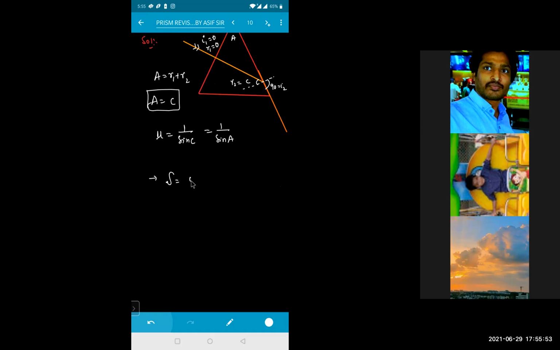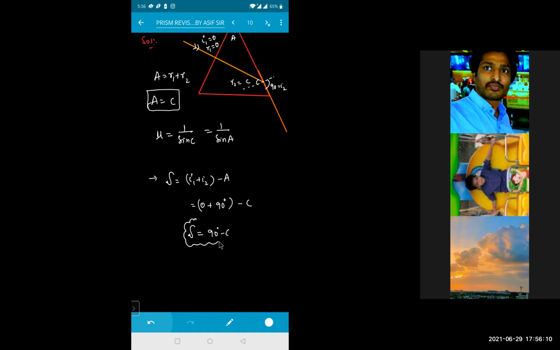Deviation d will be equal to I1 plus I2 minus the angle of the prism. So I1 is how much? 90. I2 is how much? 90. Minus the angle of the prism, which is C. That means the answer is 90 minus C. 90 minus C will be the deviation.